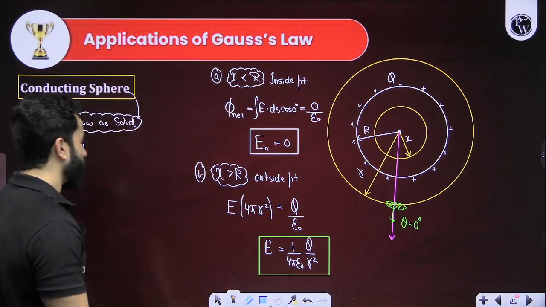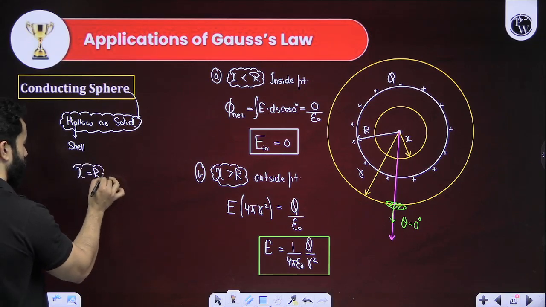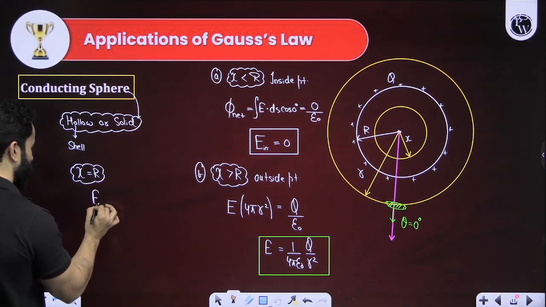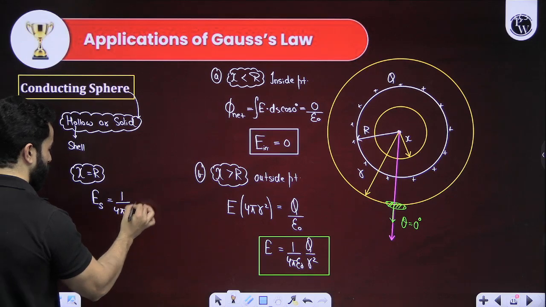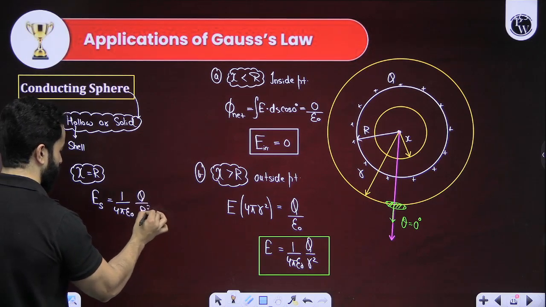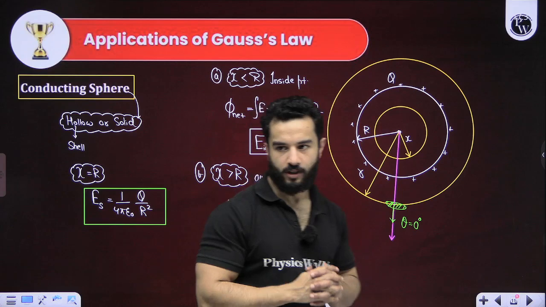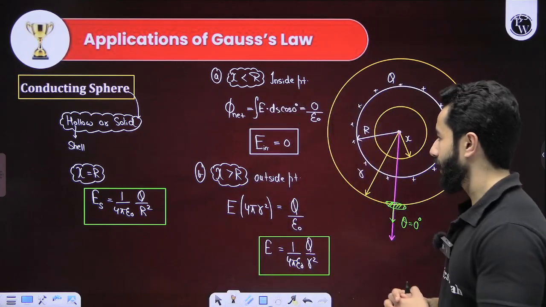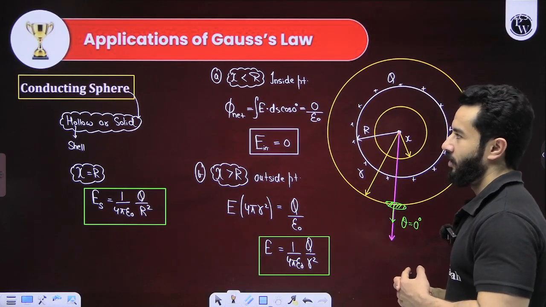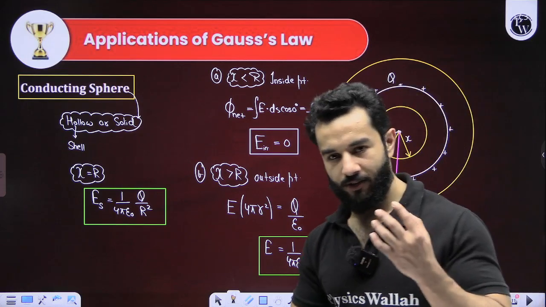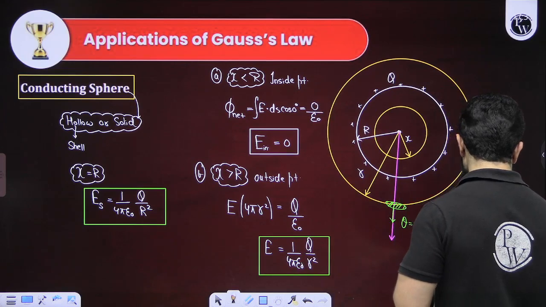And if you want me to find it on the surface, x will be equal to r, and then electric field on the surface will be 1 upon 4 pi epsilon naught Q upon r square. Hopefully this is also clear to you, right? So this was for conducting hollow and solid, both. If it is conducting, hollow or solid, there is no difference. Alright, so hopefully there is no trouble.